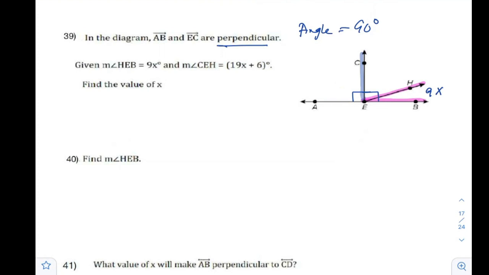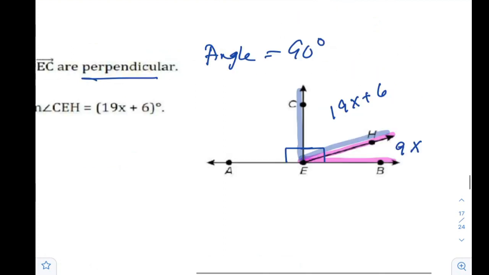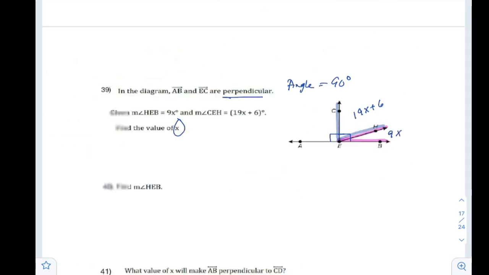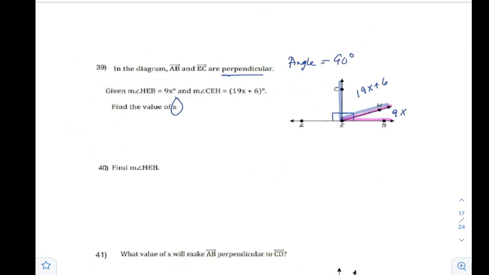Sorry, CEH, this one is 19x plus 6. Find the value of x. Since we know that these angles together form a right angle, that means their sum is 90. So 19x plus 6, the first angle, plus the other angle should equal 90 degrees, and then I will solve the equation.